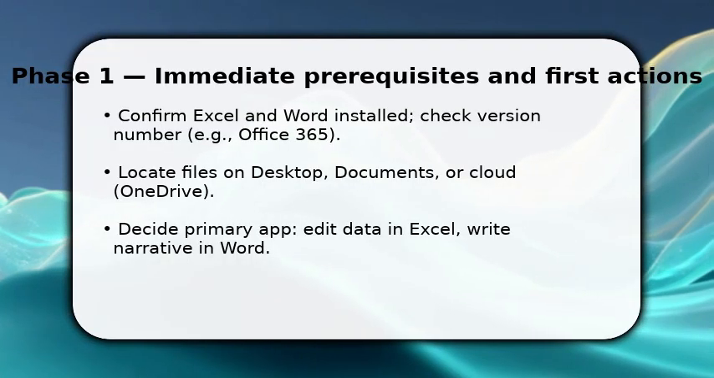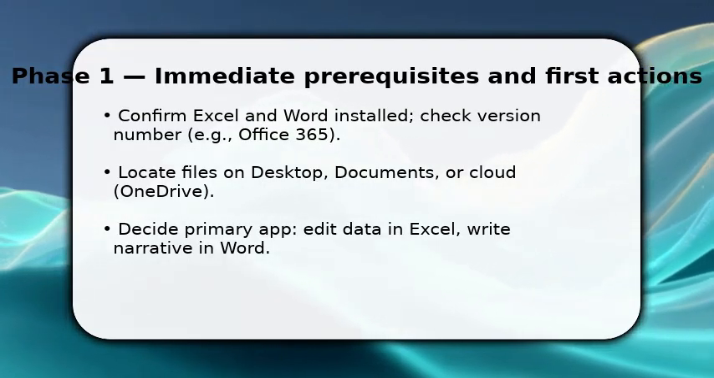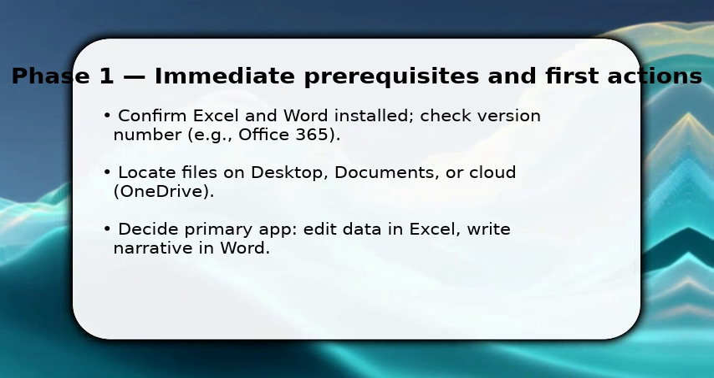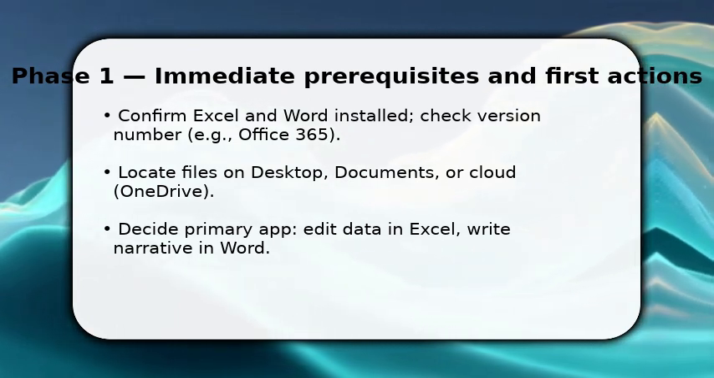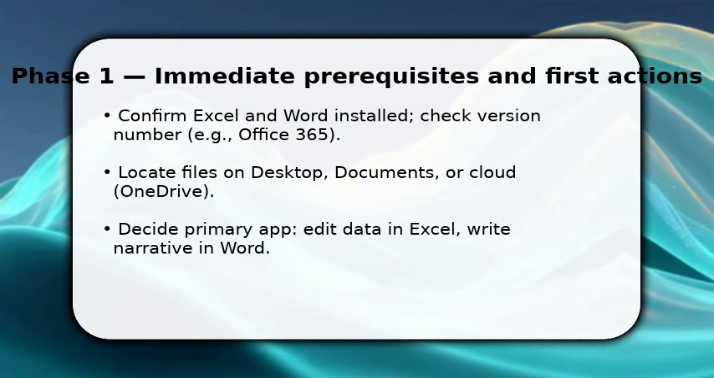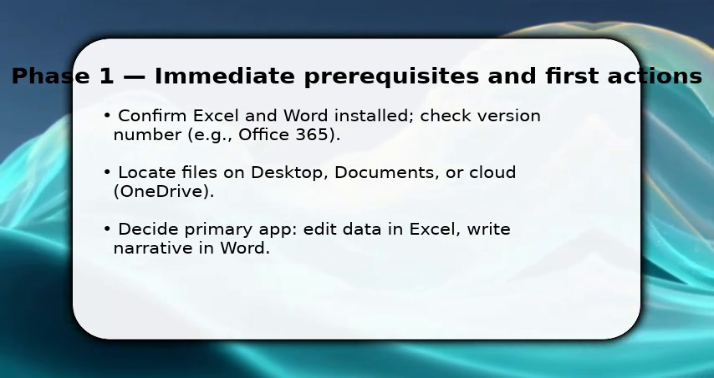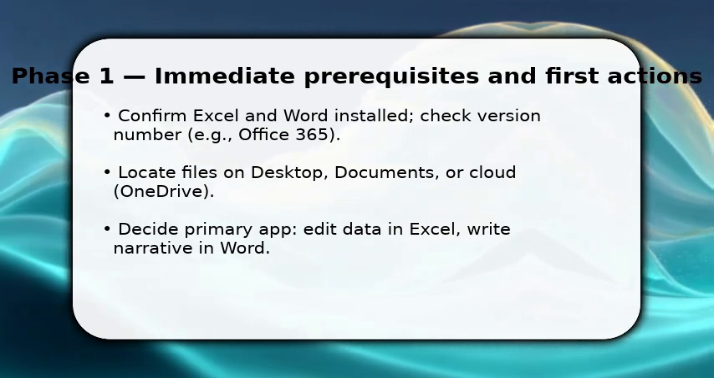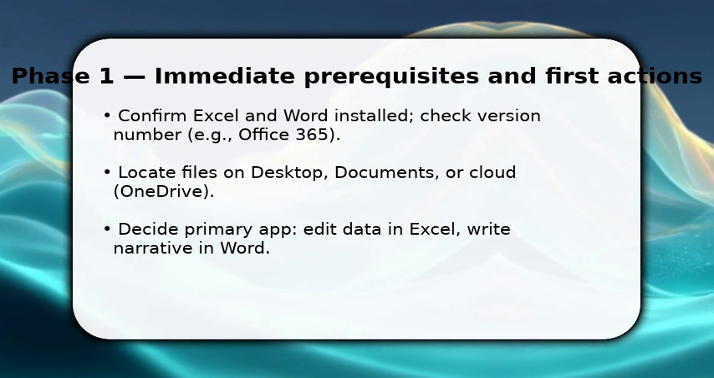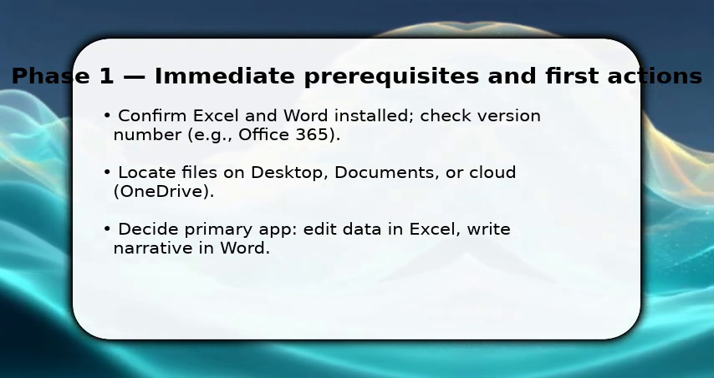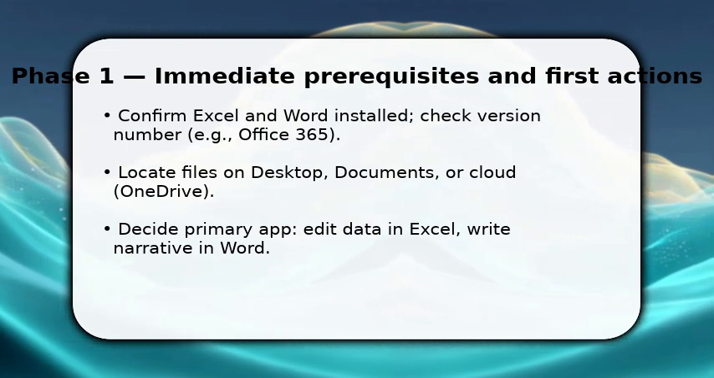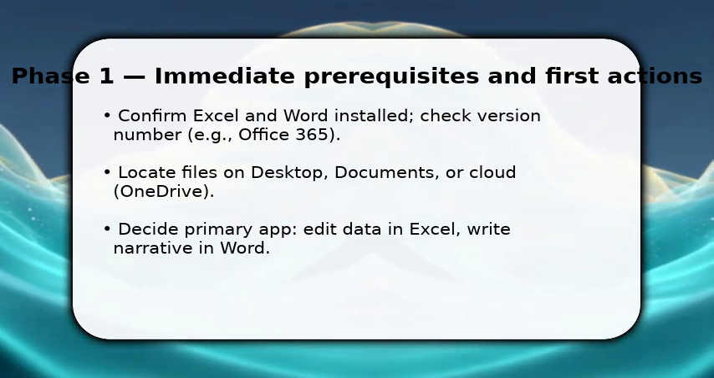You start by confirming both Excel and Word are installed and up to date. This avoids format mismatches. Next, open the Excel workbook you need and the Word document you'll merge into, because working side by side saves time. Once done, decide which app will hold primary content: use Excel for tables and calculations, Word for written reports, and save both files to the same folder so links and paste options behave predictably.